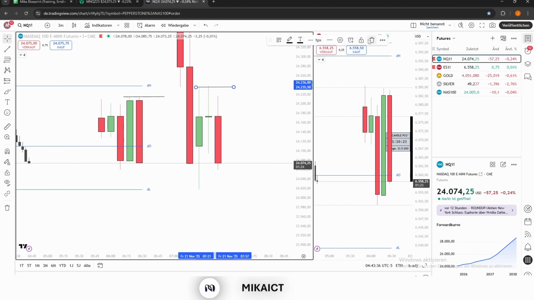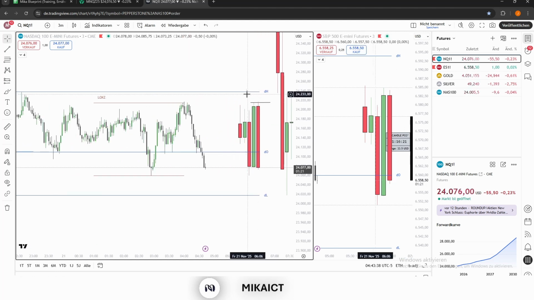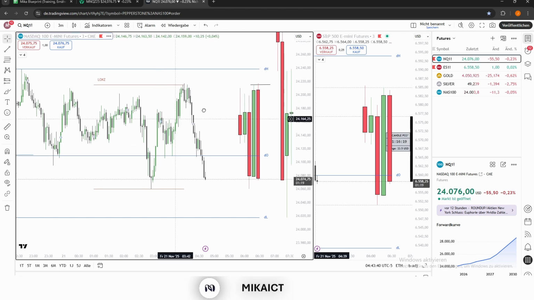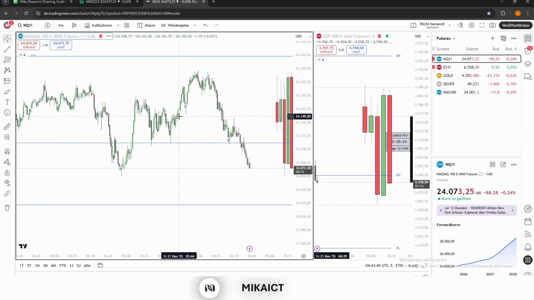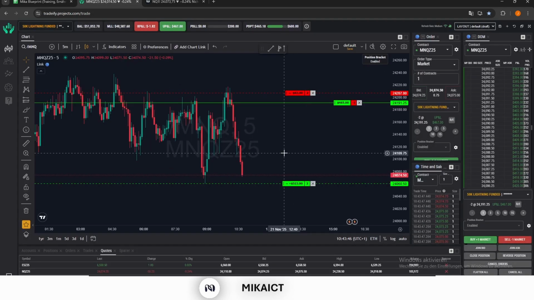So that was the PO3 part in this trade here, but I think now the most important part is standard deviation, and I think I'm going to explain this. Okay, just want to let this trade play out. We are really close to hitting my TP.